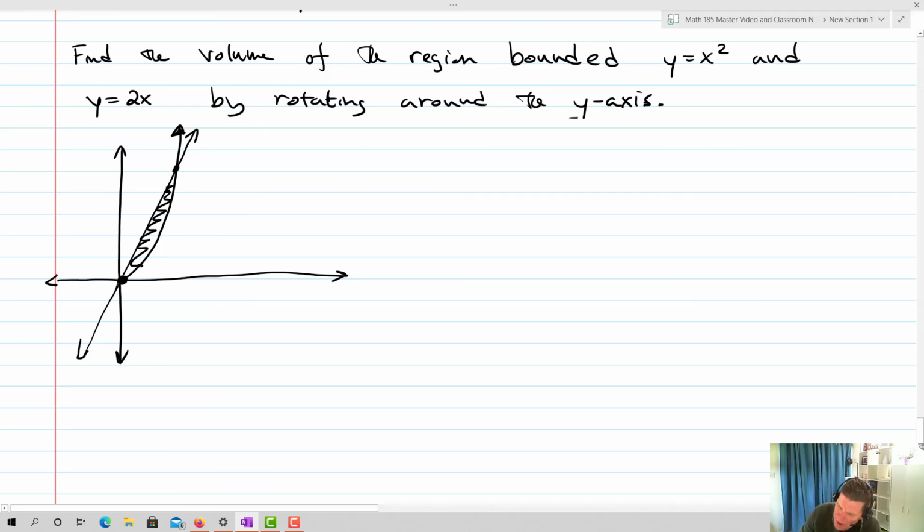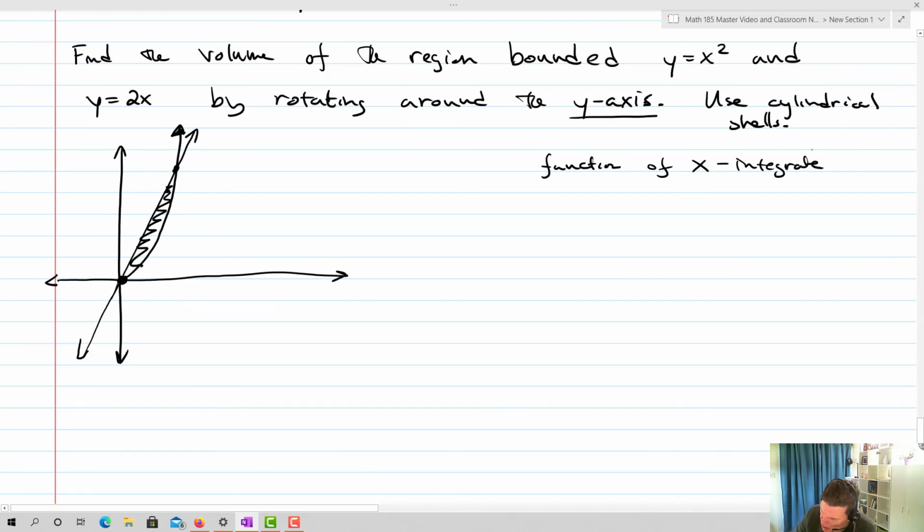All right, since we're rotating around the y-axis and we're going to use cylindrical shells, remember, that means we want a function of x. We're going to integrate with respect to x, and our interval is going to be with respect to x. So what that's going to do is I'm going to imagine my volume. My volume is going to equal the integral, and I'm going to need to find my interval here.